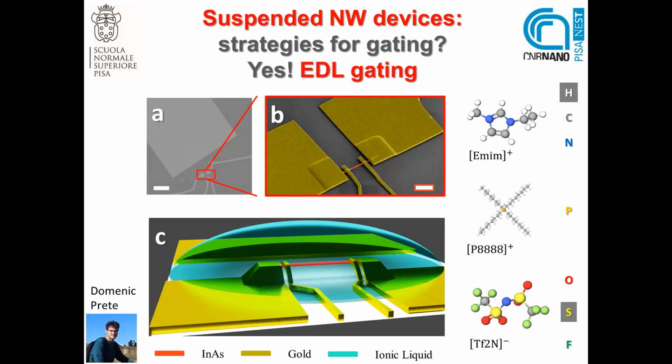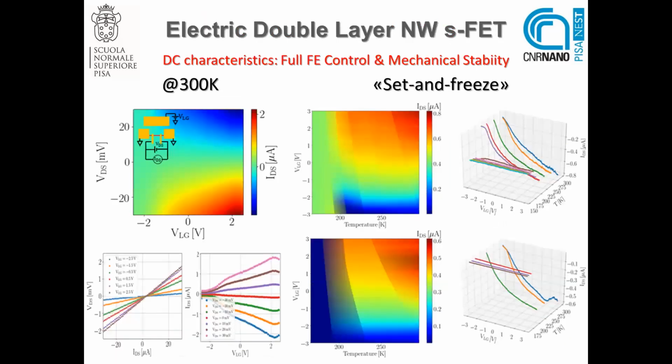Okay, so once we have this device, the first thing we have to do is to convince ourselves that the device is operating nicely as an EDL nanowire field effect transistor, and we also want to convince ourselves that this device is very robust, so that a potential strain coming from the fact that the nanowire is suspended and is surrounded by a different medium does not detrimentally affect the mechanical stability of the device. So we did a couple of things.